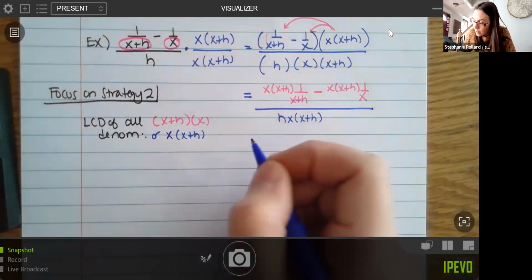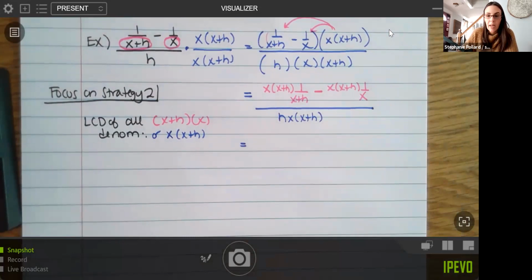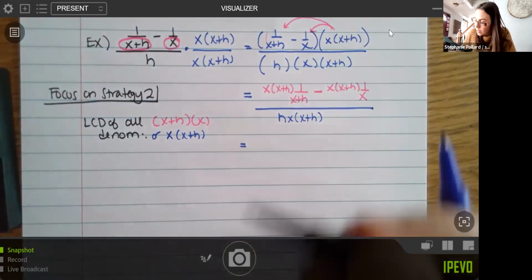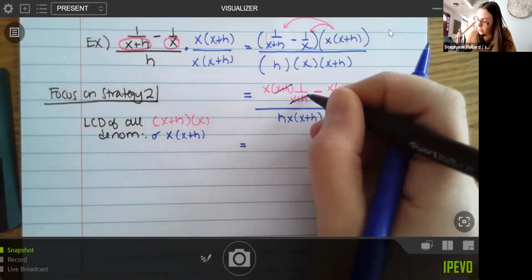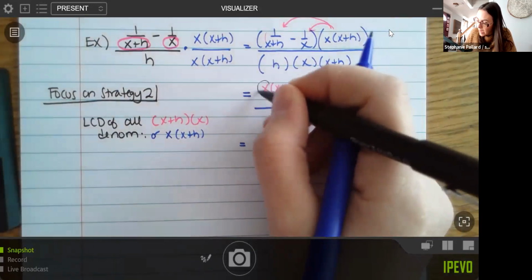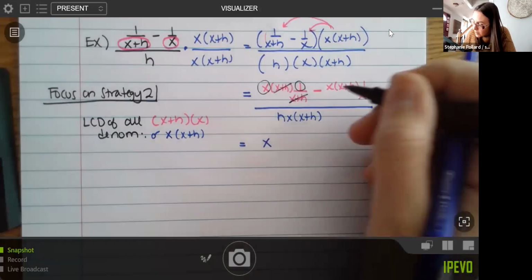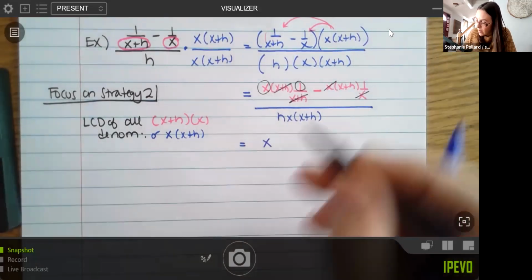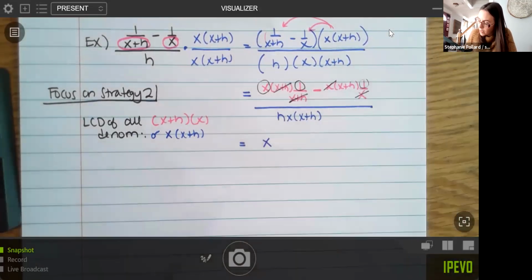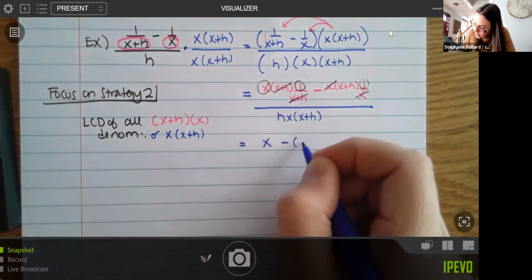Now watch what happens in the numerator. The whole goal is so that we don't have these messy fractions in fractions. So notice how the x plus h here and here are going to cancel. And then you have an x times 1 left, which is just x. Here, the x and x are going to cancel. And then you have the x plus h times 1 left, which is just x plus h.